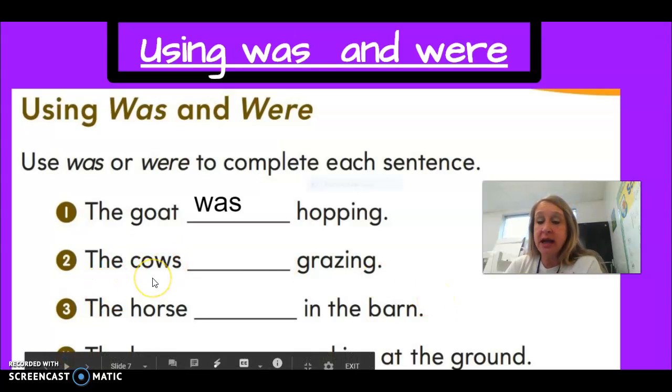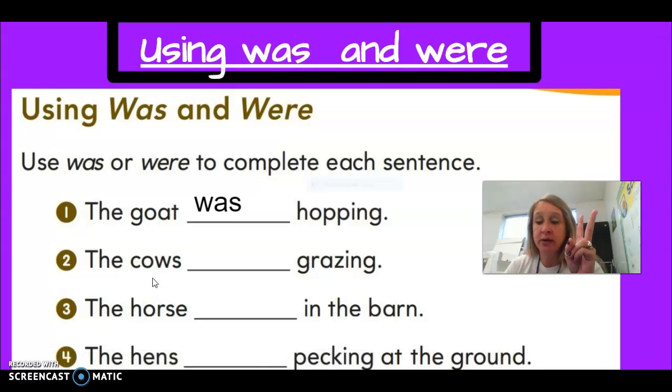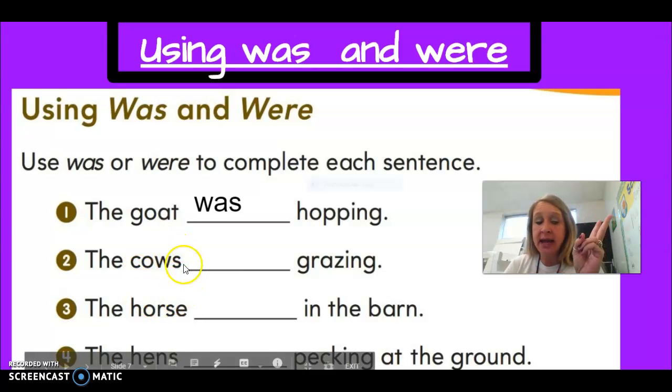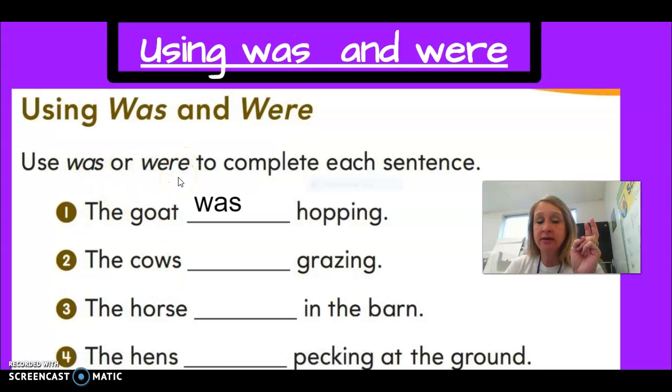What about the cows blank grazing? Look at the subject. How many cows? One or more than one? More than one. Cows. The cows was grazing. Oh, okay. The cows were grazing. Past tense, singular, plural. The cows were grazing. More than one is were.